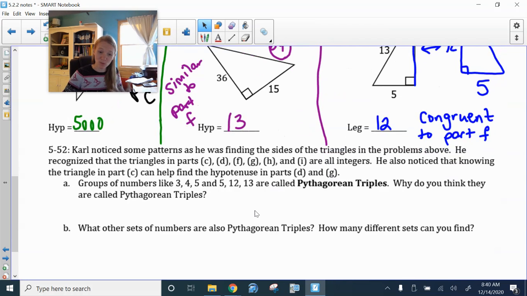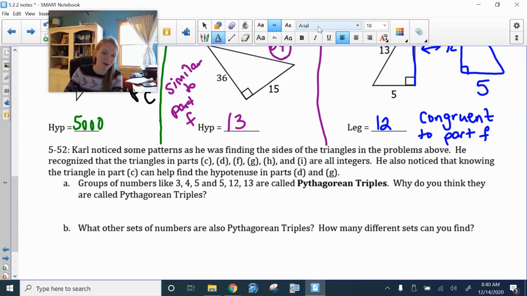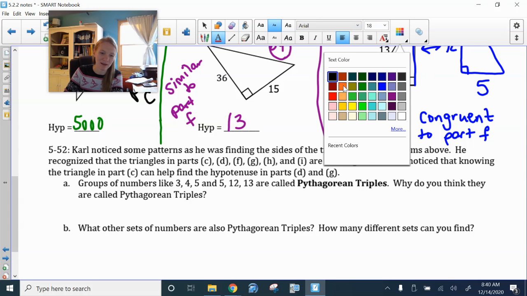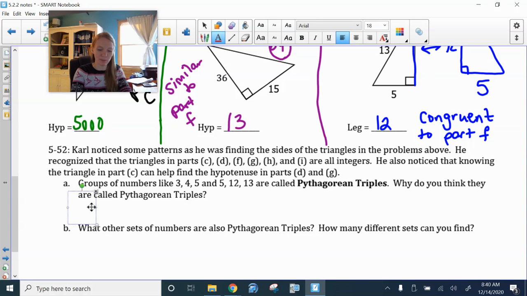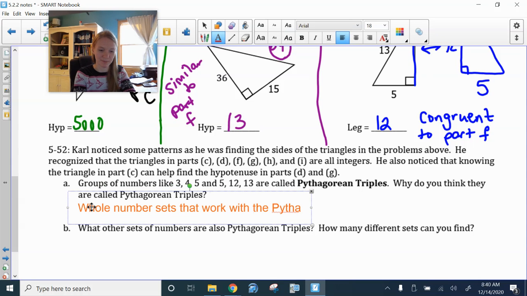So Carl noticed some patterns, which we also did. He recognized that the triangles in C, D, F, G, H, and I are all integers, meaning whole numbers, not decimals. He also noticed that the triangle in part C can help find the hypotenuse in part D and G, which is, again, what we did. So groups of these numbers, 3, 4, and 5, 5, 12, 13, they're called Pythagorean triples. Why do we think they're called Pythagorean triples? Well, we kind of have already been talking about that. They're called that because they're whole numbers that work with the Pythagorean theorem.